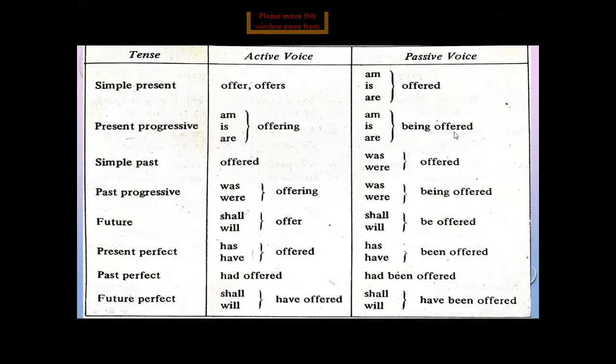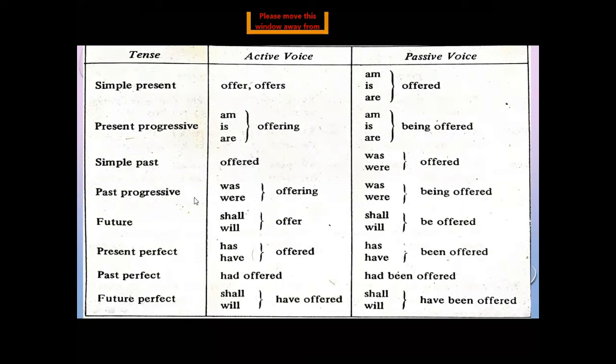Now simple past tense. In active voice the verb is offered, which is the second form. In passive voice we will use was or were, depending on the subject, plus the third form of the verb. So was or were is the auxiliary verb of passive voice in simple past tense.